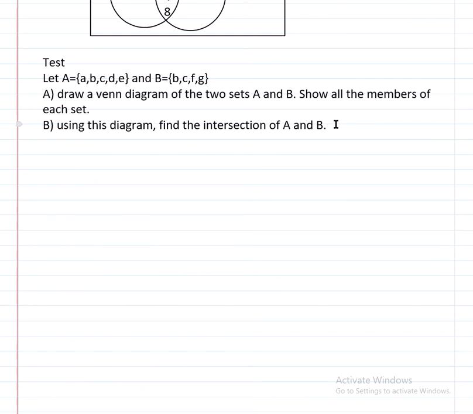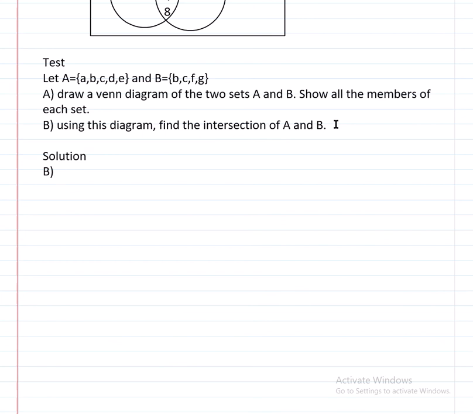Alright, so let's do the solution. So how do we do this? Before we do the A, let's do the B first. So we are doing the B first. Okay, so what is the B? The B we are finding.